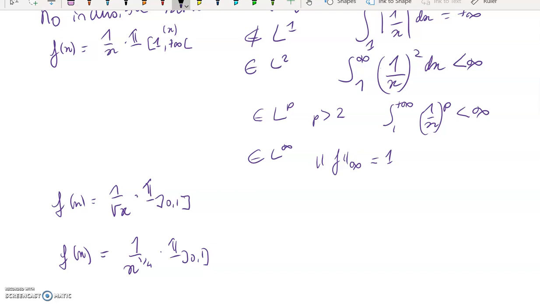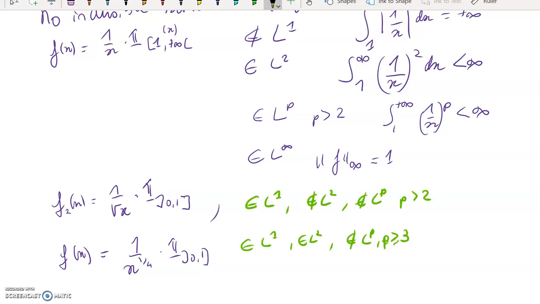So the first function, of course, is going to be in L1 because the integral between 0 and 1 of 1 over square root of x is bounded. This is also a Riemann integral, but it is not in L2 nor the next ones. And similar things for the other one, x to the power negative 1/4. All right.